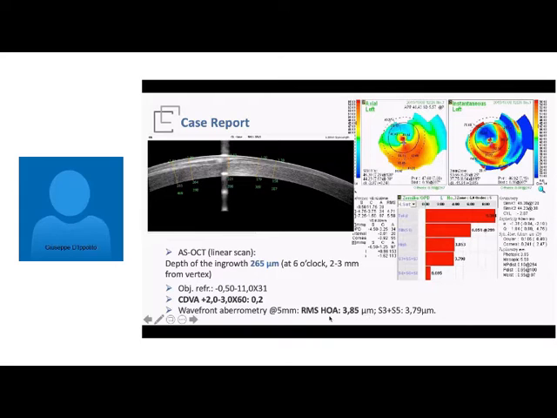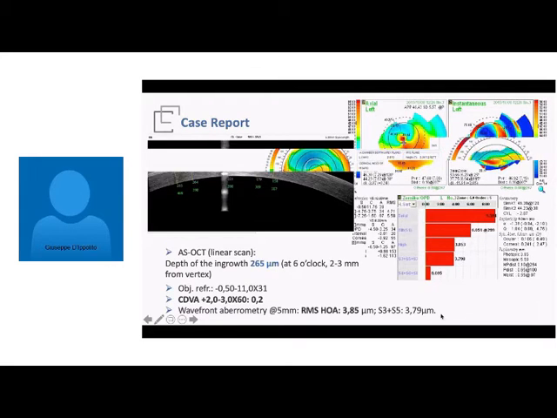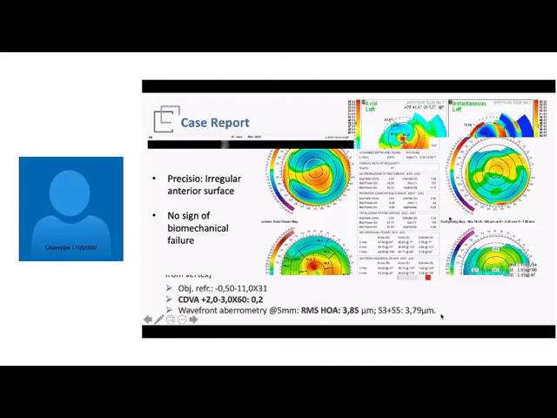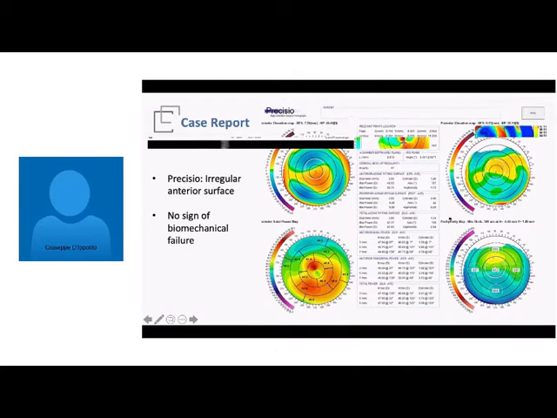And wavefront aberrometry, 3.85 RMS at 5 millimeter, mainly consisting of odd order aberrations, which were 3.79 out of 3.85. This is our procedure, and fortunately the posterior did not matter so much in this case, so we just don't look at it because it's very much affected by the scars.